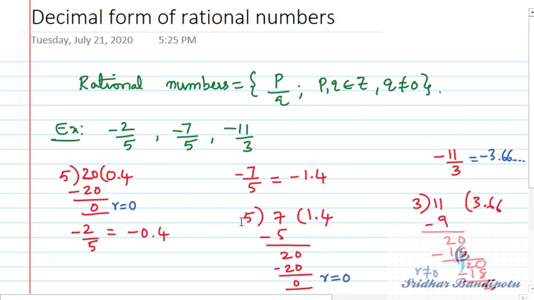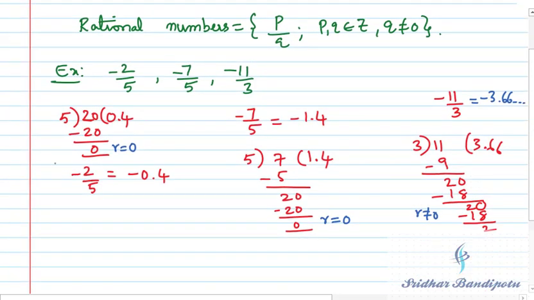Is it clear? In the first example you got the remainder 0, so after 4 there is no other decimal digit. This decimal is ending at 0.4. So, we can say it is a terminating decimal. Now, the second example, again after 1.4 there is no other decimal digit. So, it is ending. Ending is terminating. So, the second one is also a terminating decimal.